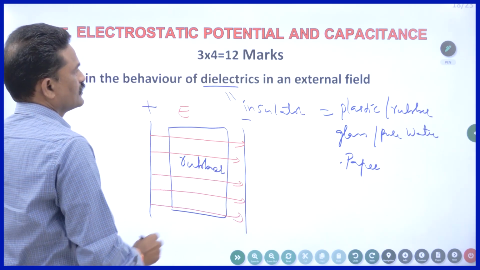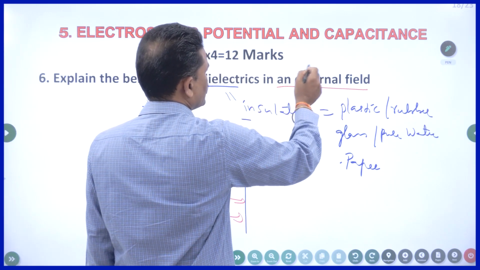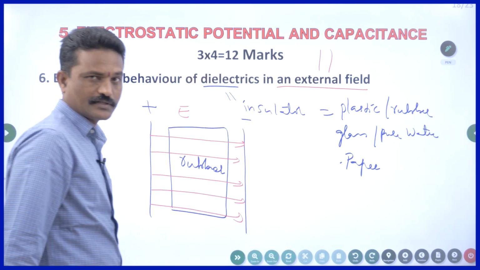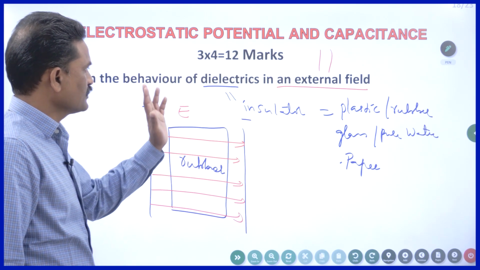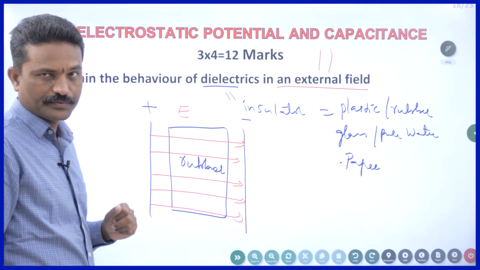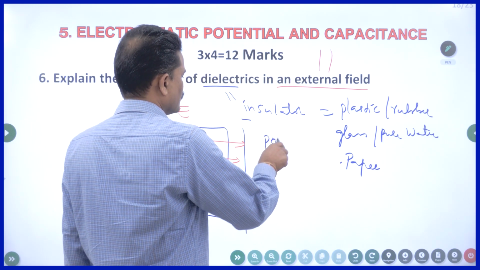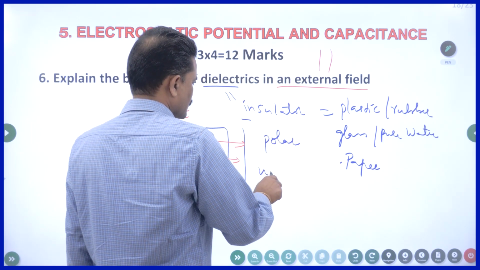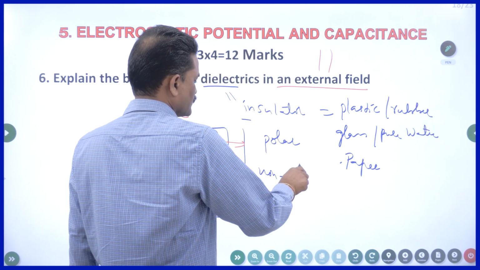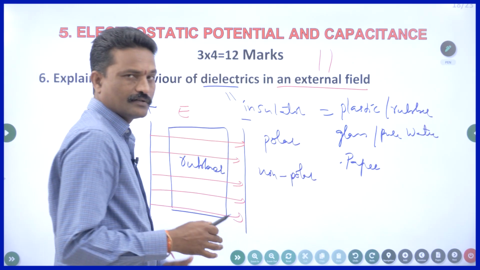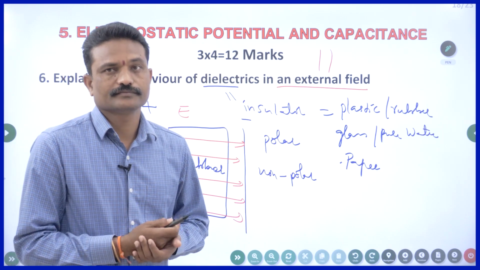So that is the meaning. In an external field means placed in between the plates of a capacitor. So dielectrics, insulators, are of two types. One is called polar dielectrics. The other one is called non-polar dielectrics. How they behave in the external field.